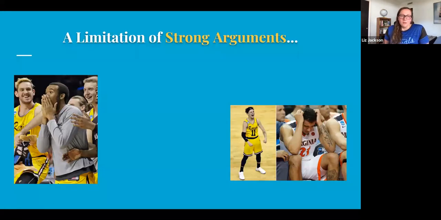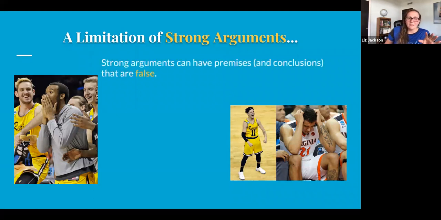Okay. Even beyond that, there is a limitation of strong arguments. That limitation is that strong arguments can have premises and conclusions that are false. Here's an example about the NCAA March Madness tournament, which is a really big tournament that happens in the US every year. Teams are ranked 1 through 16. The best teams are ranked number 1, and the worst teams that barely make the tournament are ranked number 16.